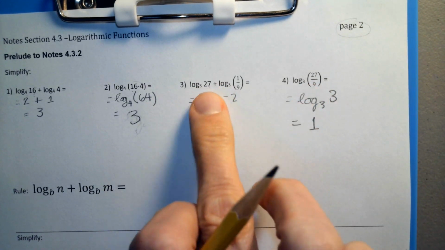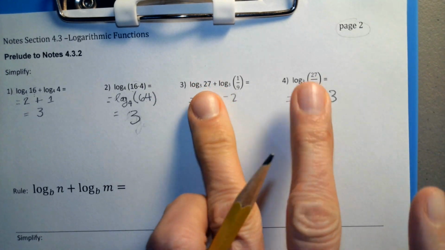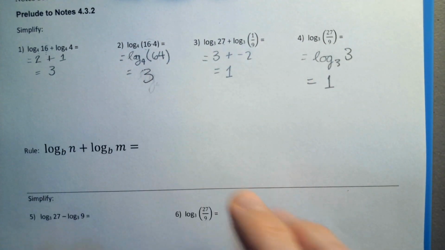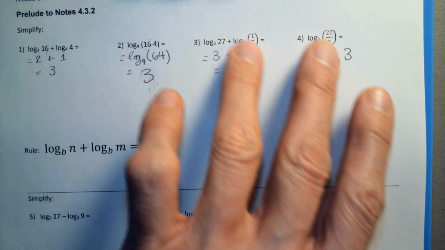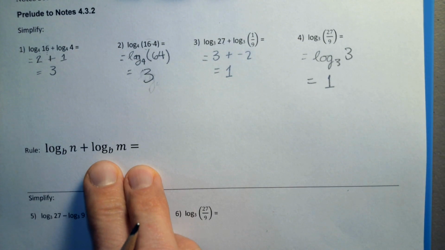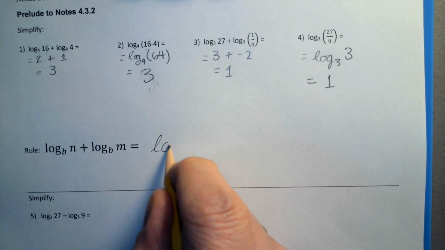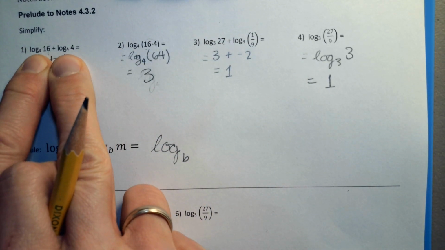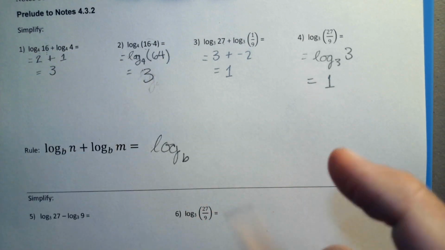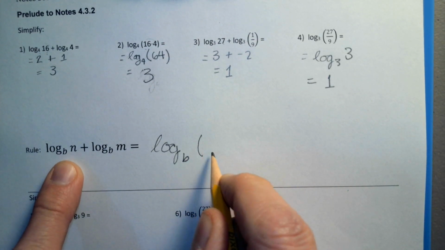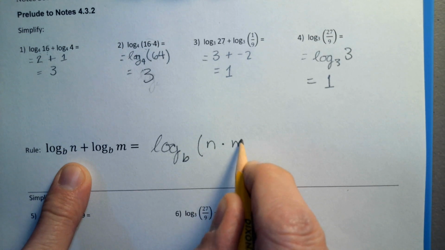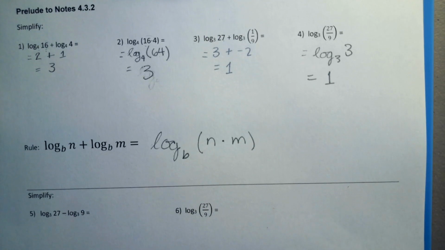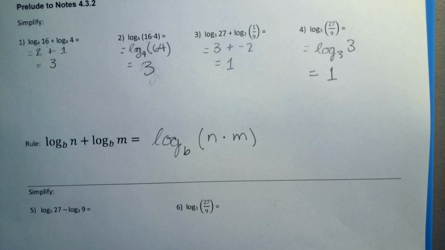What are we doing to this to get this, right? How can we go between these two? And so hopefully using how we can see these two are related and these two are related, we can come up with a rule. All right, and that rule is log base b, when we're adding 2 logs with the same base, it's the same as taking 1 log of the product of those 2 arguments. Okay? All right, and so that will be called the product rule.